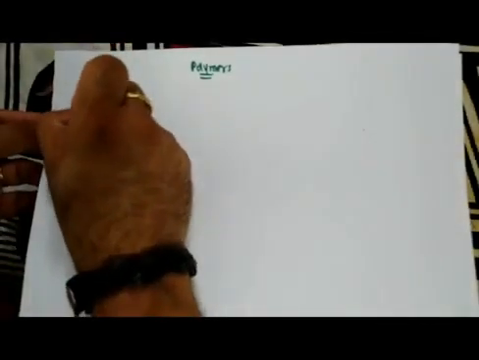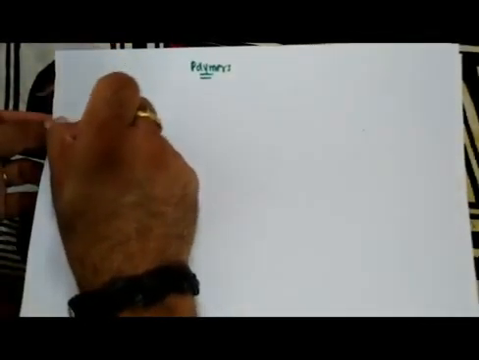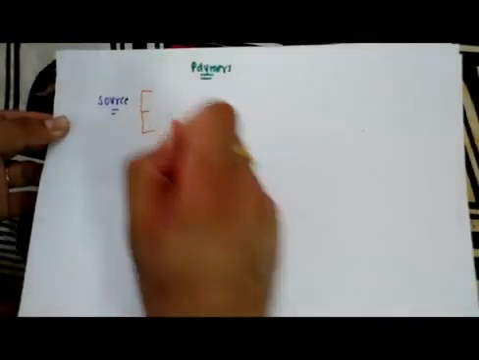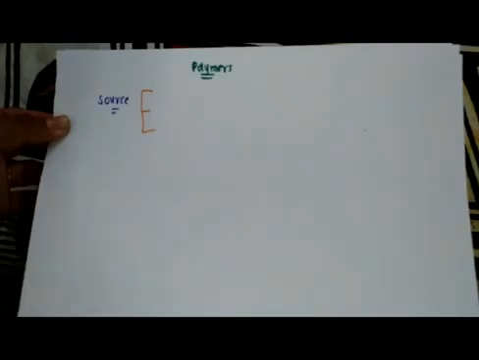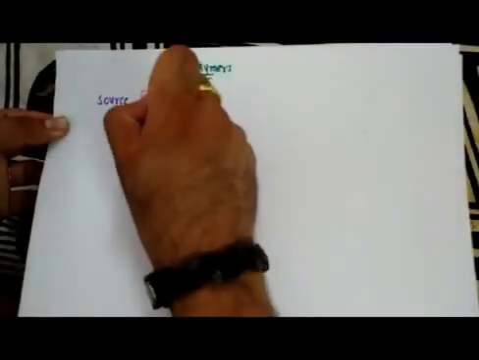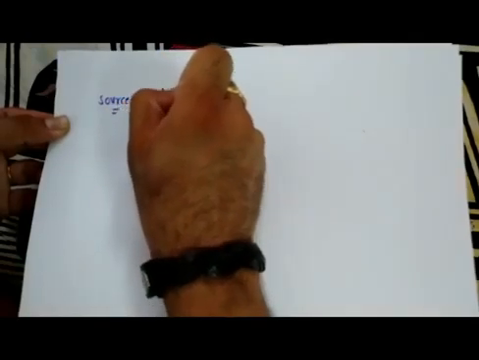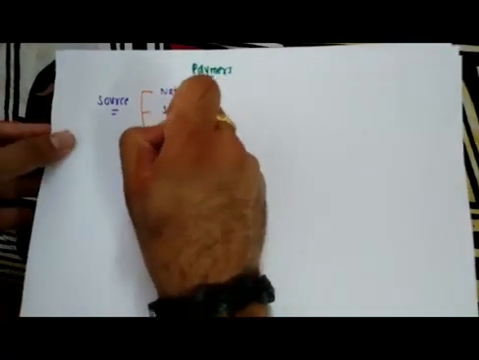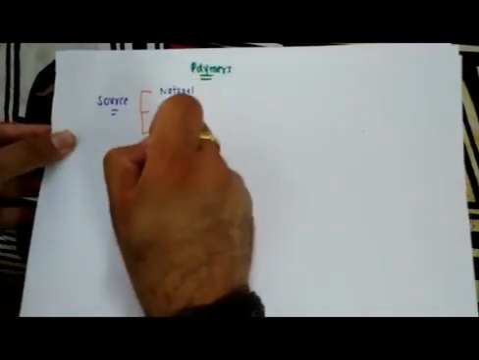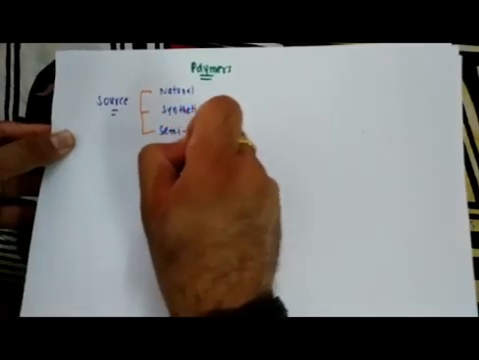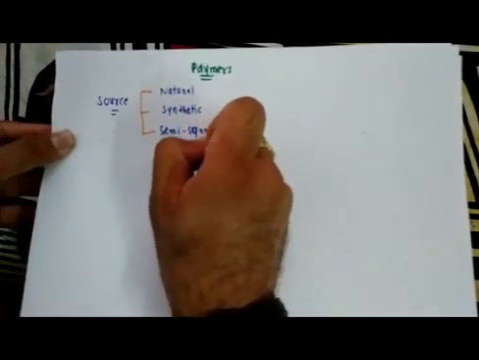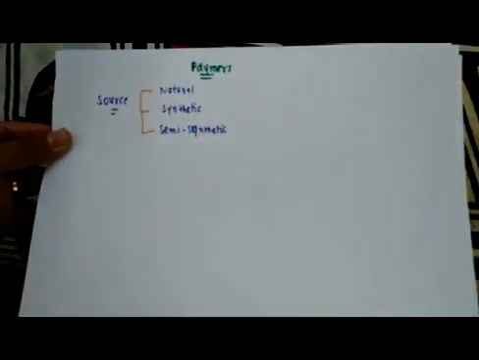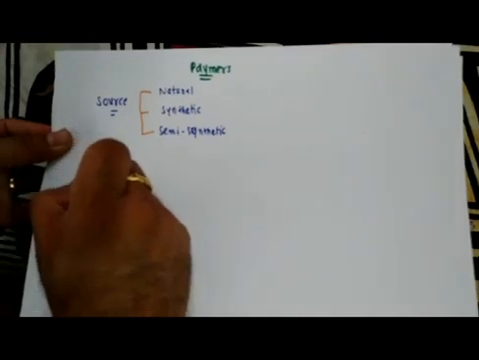So based on source, the polymers are classified in three categories. First is natural polymer, second is semi-synthetic polymer, and third is synthetic polymer. Okay. Now, next classification is based on structure.